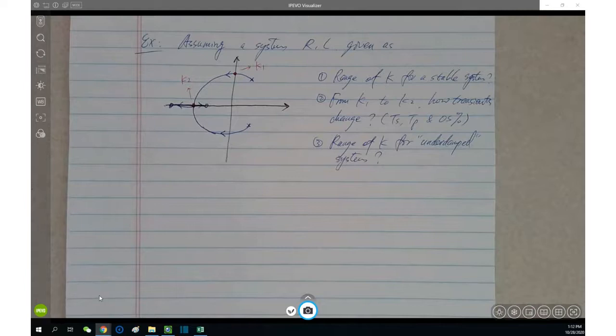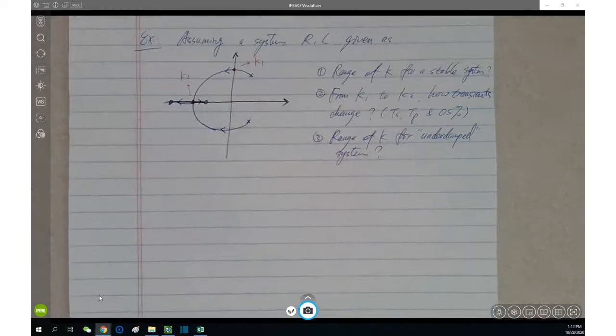So let's think about this problem together. Let's try to solve this problem together. All right, hopefully you have done the copying. So let's start.